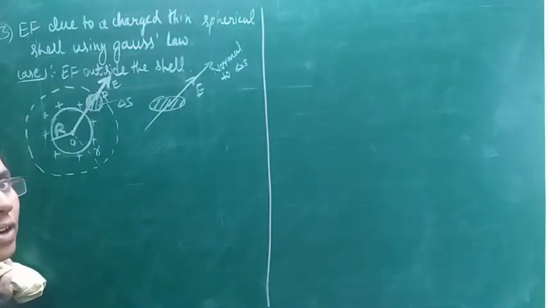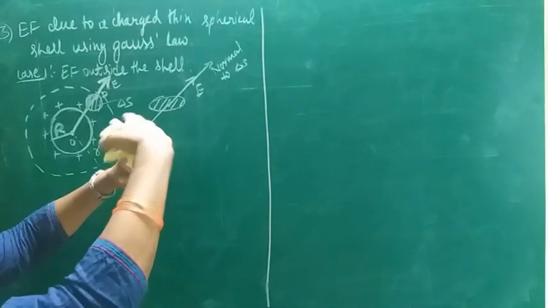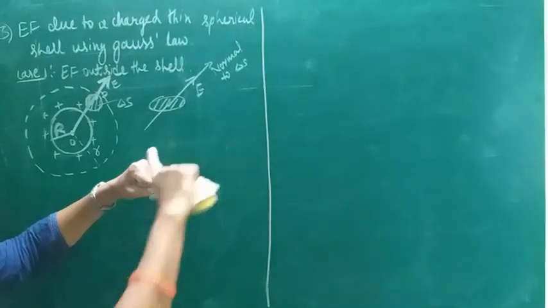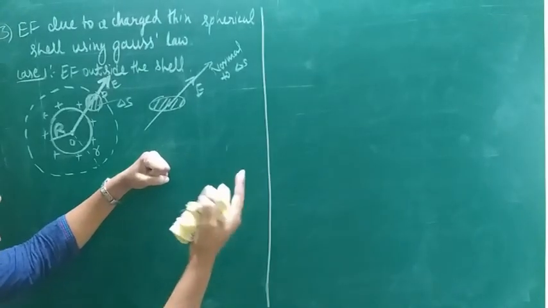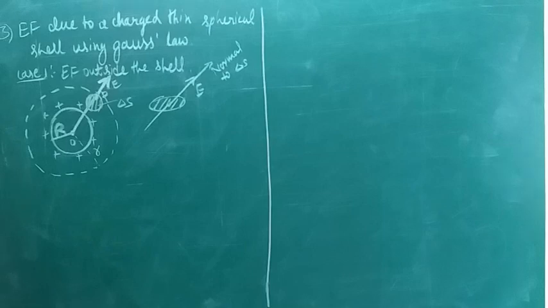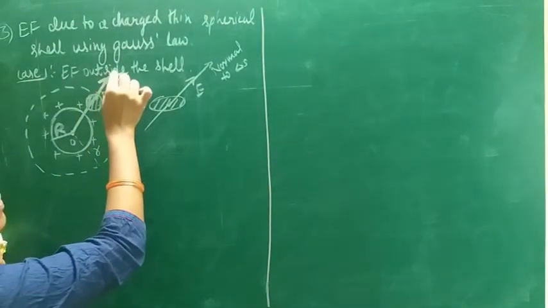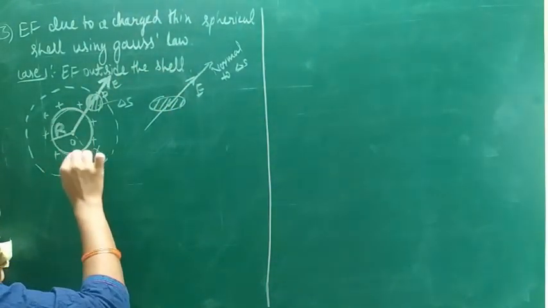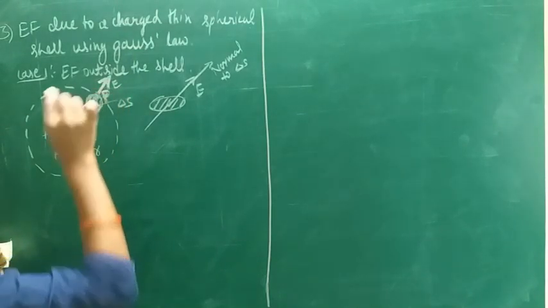Now we need to find out, here two cases arise. If we consider a sphere, we can find the electric field outside the sphere, and also what is the field inside the spherical shell? So there are two cases in this. The first case is how we can find out the electric field outside the shell. For that, if this is the spherical shell, consider a point P outside this shell.